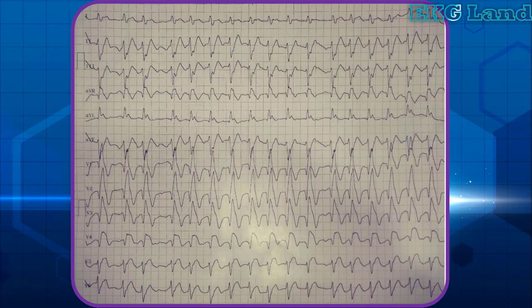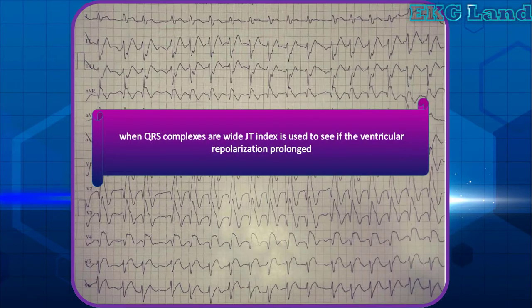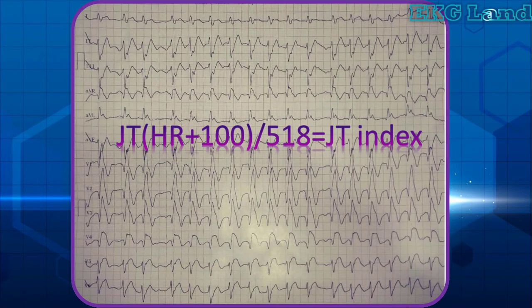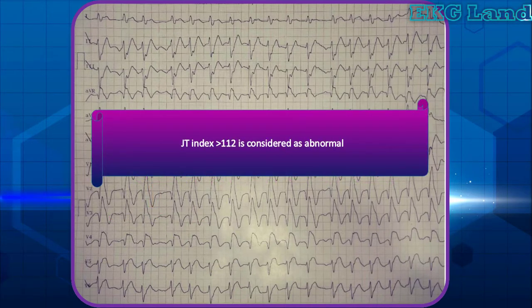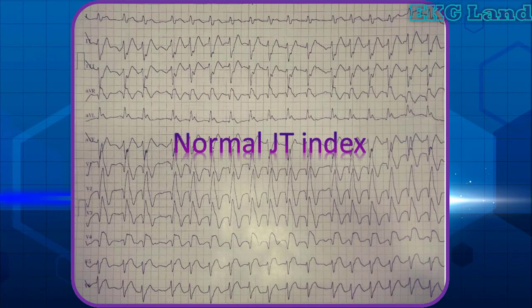The ninth part is QT interval. Remember that, when QRS complexes are wide, like our case, measure JT index instead of QT interval, to see if the ventricular repolarization is prolonged. JT index is calculated using this formula. As it is clear, JT index is approximately 6 small squares. So, the JT interval is about 240 millisecond and the JT index, according to the formula, is 98. Remember that JT values greater than 112 is considered as abnormal. In summary, the JT index is within normal limits.